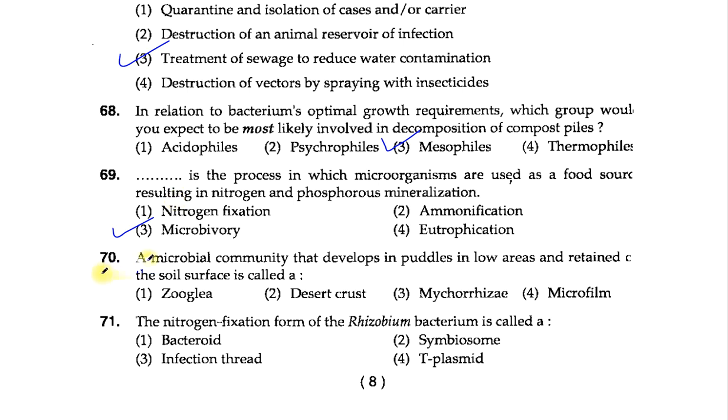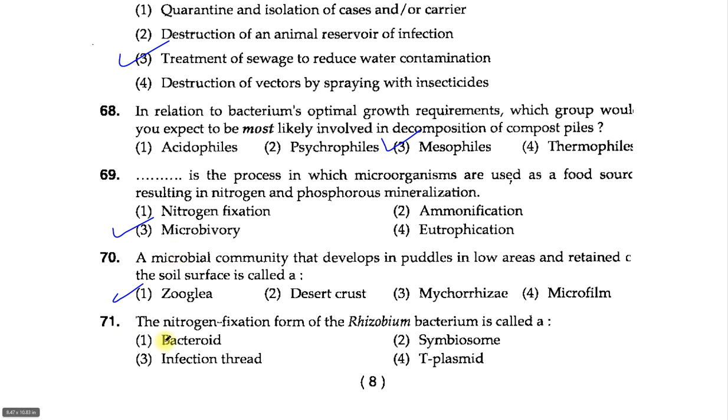Question number 70. A microbial community that develops in puddles in low areas and retained on the soil surface is called 1. Zooglia, 2. Desert crust, 3. Mycorrhiza, 4. Microfilm. The correct one is the zooglia. Zooglia is a mass of bacteria which adhere in a jelly-like substance, and these are retained on the soil particles. These are particularly important in the wastewater treatment.